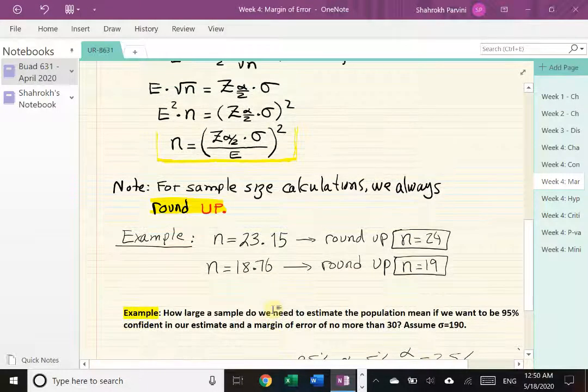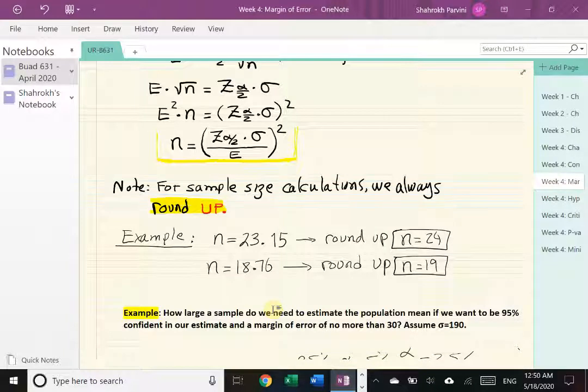So here is an example of working with sample size. Question: how large a sample do we need to estimate the population mean? We want to be 95% confident in our estimate with a margin of error no more than 30. And we're going to assume sigma is 190. I'm just making up these numbers.